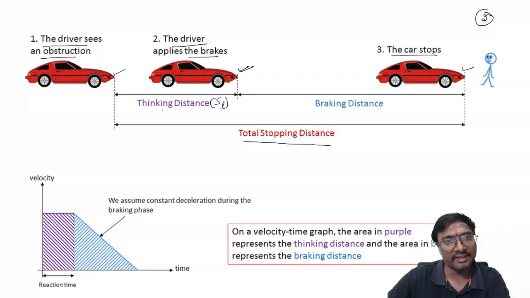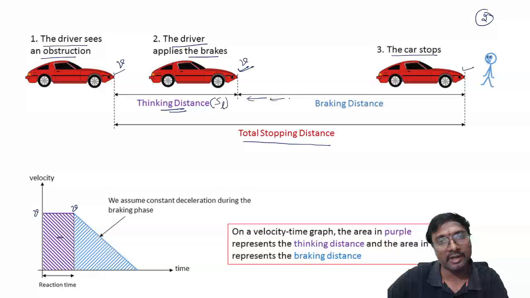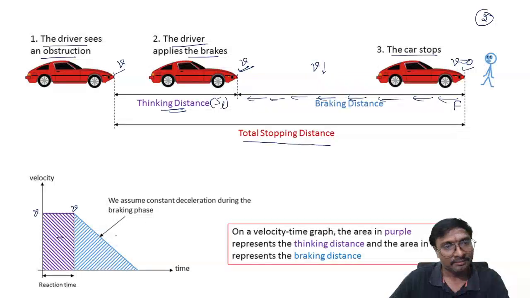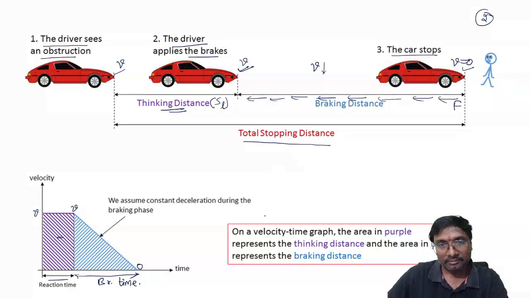During the thinking distance, shown here in purple, we maintain the same velocity, whatever velocity we had. But from the second point onwards, brakes are applied, so friction starts developing. Now what happens to the speed? Speed gets reduced, and finally the speed becomes 0 at this place. Speed is reduced gradually and becomes 0 after some time. This is your reaction time, and this is your braking time, during which we are applying the brakes.